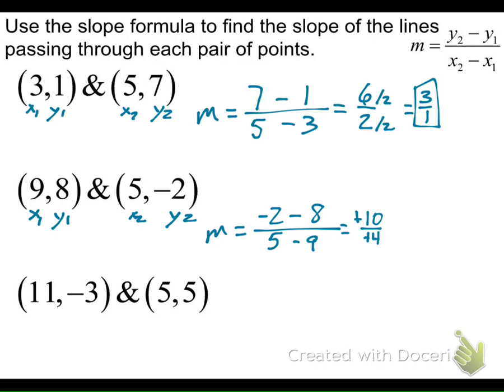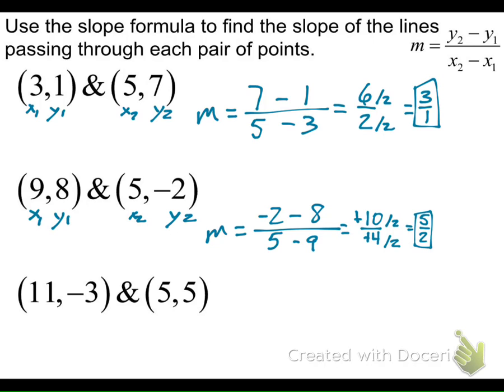Simplify by what? 2 goes into both numbers. 5 over 2. So 10 divided by 2 is 5. And again, you can plug this into your calculator. 4 divided by 2 is 2. And it's positive. There aren't any negatives on the bottom. So our slope is 5 over 2.